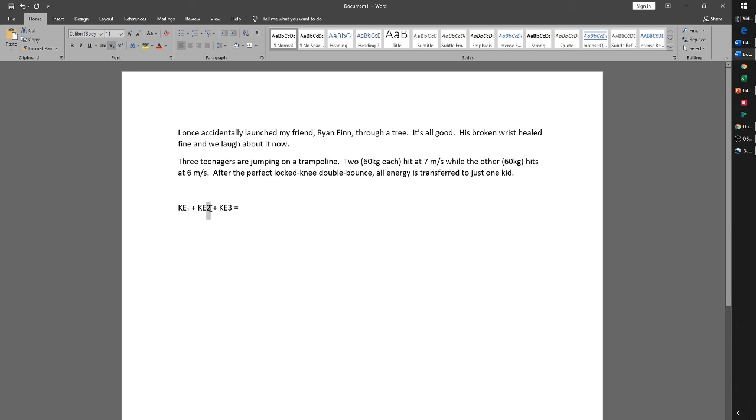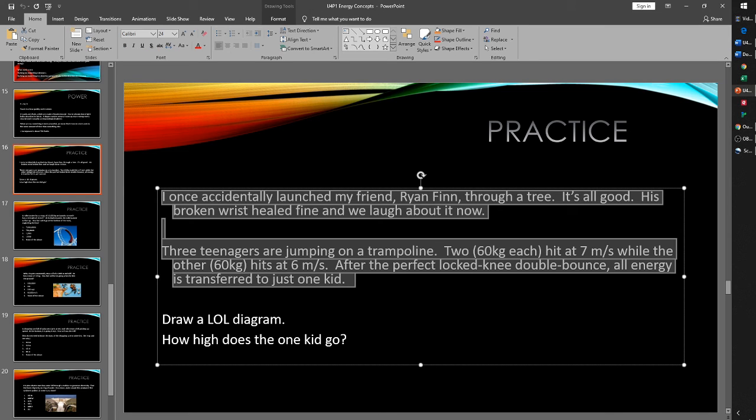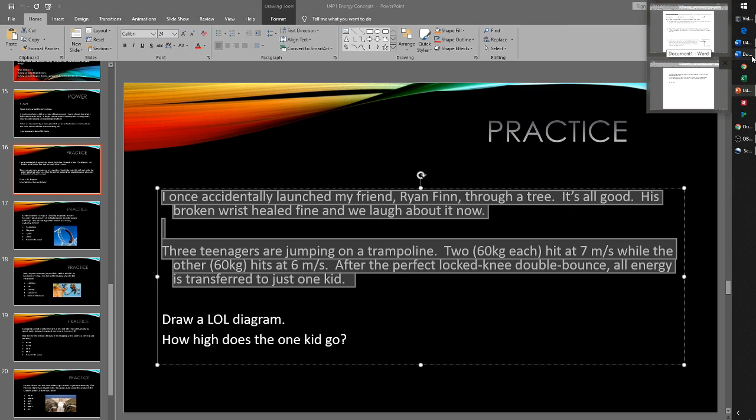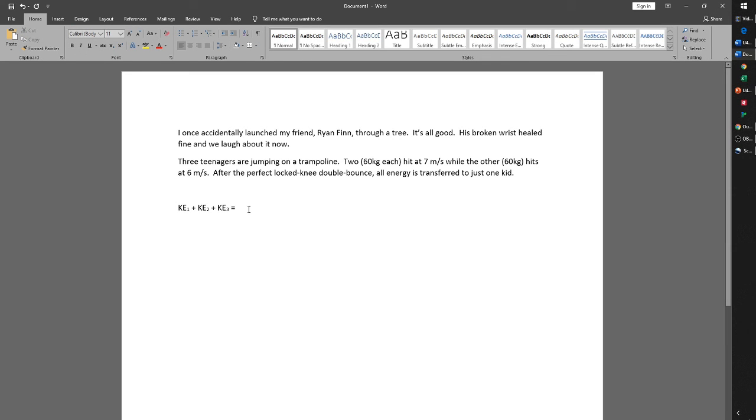Okay, what else is going on afterwards? So it looks like all of the energy is going to be transferred to just one kid. And we are supposed to be finding out how high the kid goes. So, okay, if they're going up really high, then it's their position within a gravitational field. So we're looking at gravitational potential energy for the way that the energy is showing up afterwards.